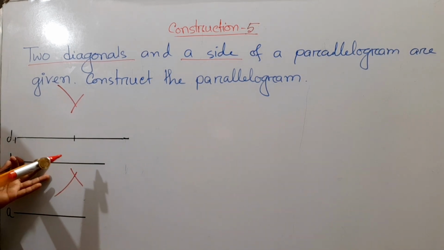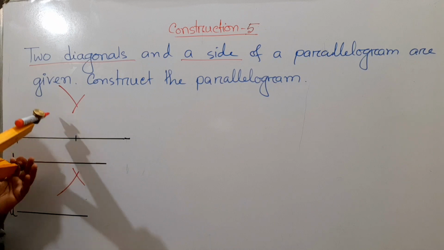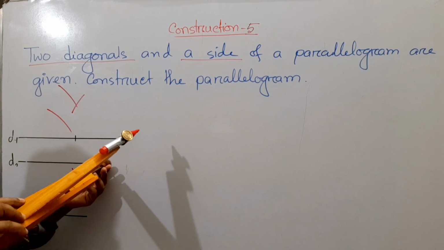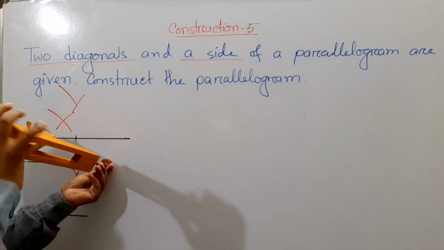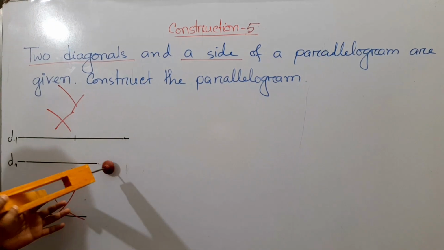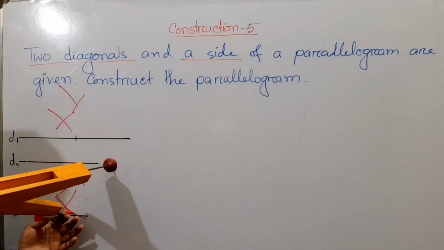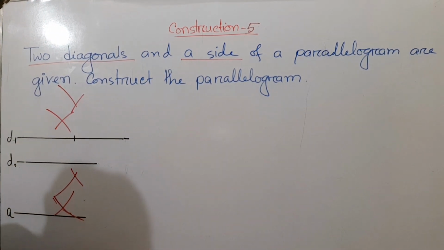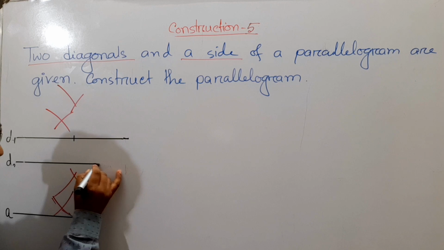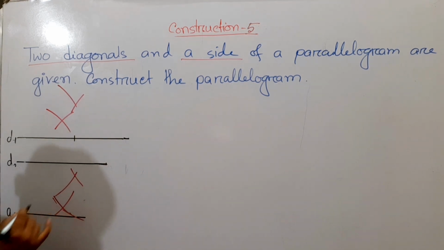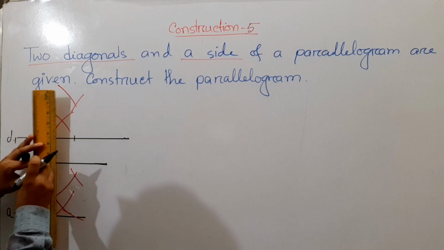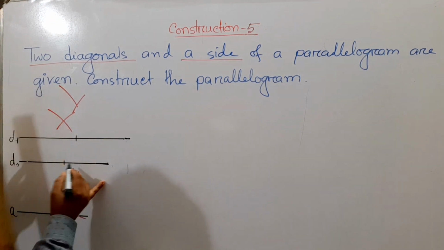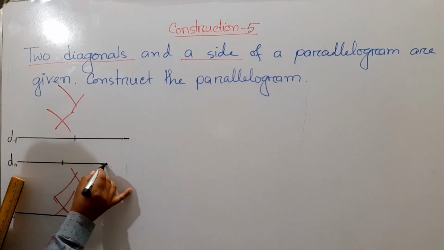Similarly, we will bisect D2. We centering this with the radius more than half. We centering this point with the same radius. We draw another two arcs. Now at this point it is bisected.